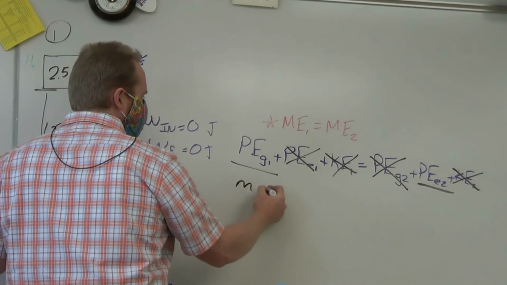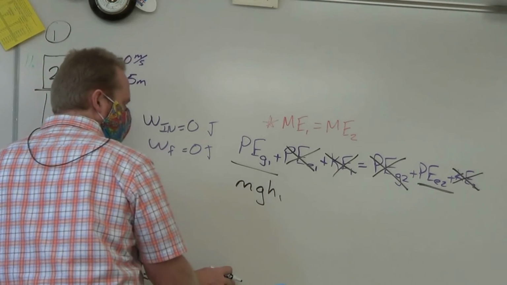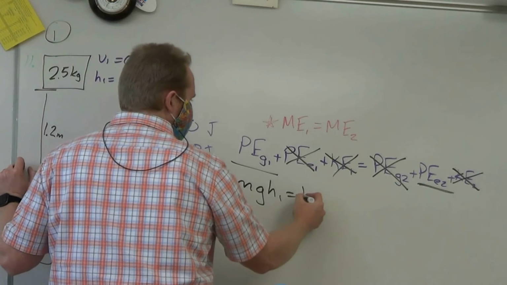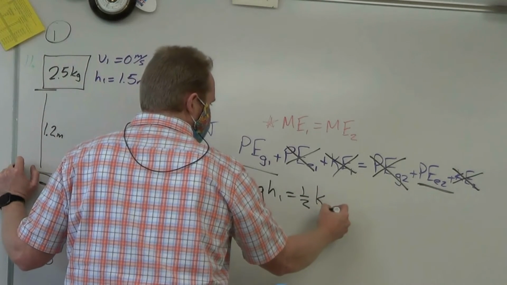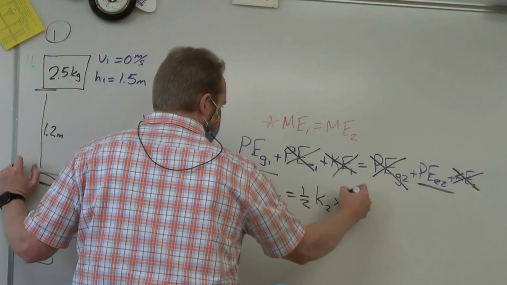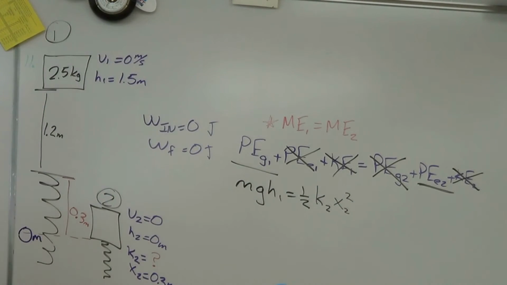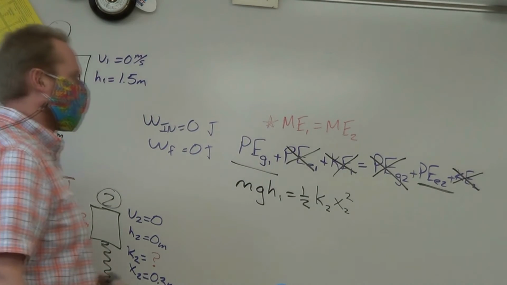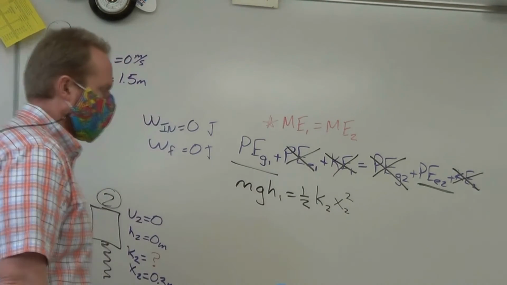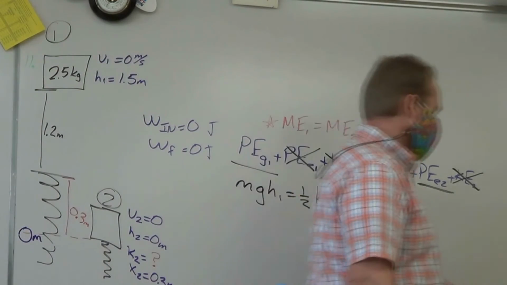So this simplifies down to M times G times H1, which is equal to 1/2 K2 X2 squared. I don't remember if yesterday I put 2's and 1's next to K's. It's just a way that we can differentiate, because sometimes you might have more than one spring. So I'm talking about the spring at location 2: the spring constant of the spring at location 2, and the spring displacement at location 2 of that spring. That's really all we're saying.